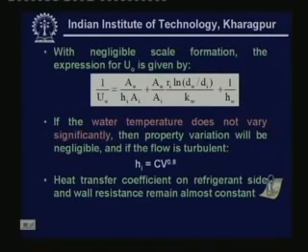With negligible scale formation, the expression for U naught is given here. This we have discussed in the last class. If the water temperature does not vary significantly, then property variation will be negligible, and if the flow is turbulent, then the internal heat transfer coefficient, that is on the water side, is proportional to V to the power of 0.8. That means HI can be written as some C into V to the power of 0.8, as long as the property variation is not considerable. And the heat transfer coefficient on the refrigerant side and wall resistance remain almost constant because we are not varying the refrigerant side flow rate or the operating conditions.